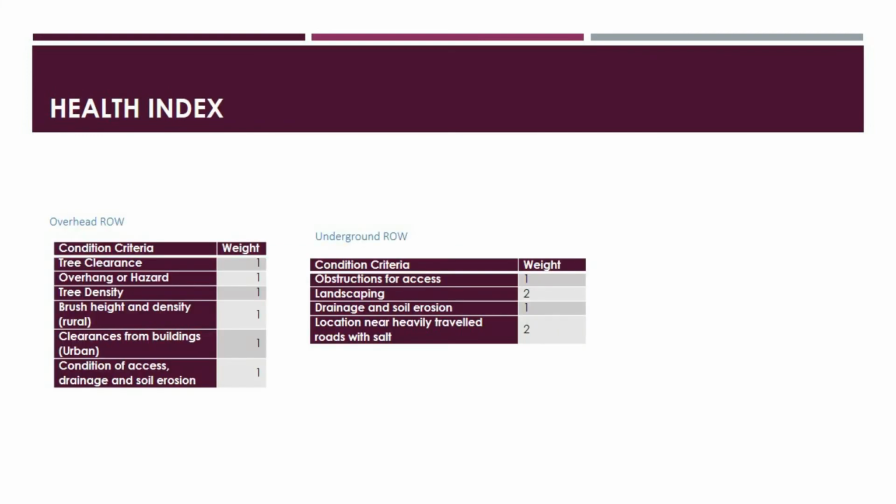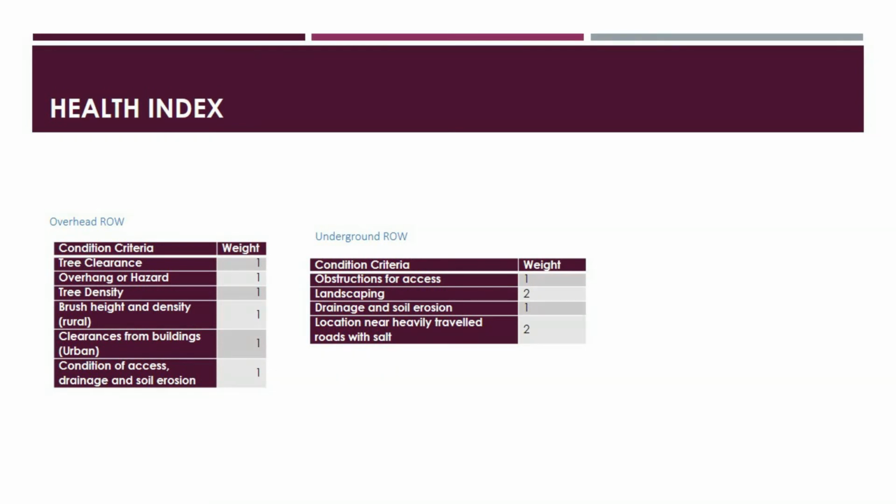So now let us look at the health index weights of these categories that compose the health index. As I've gone through the categories, some of them are for rural lines only, some of them are for urban lines only, and some of them are for underground right-of-ways only. So let's go over each of these.